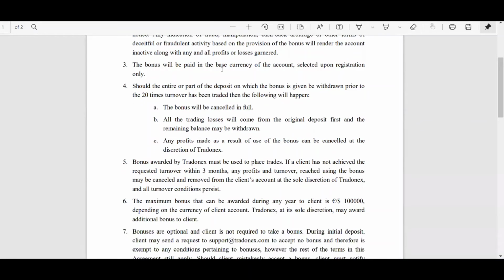The bonus will be paid in the base currency of the account selected upon registration only. So when you do register, you're going to see where you place what's your currency, wherever you live. So if you're in America, it's USD.